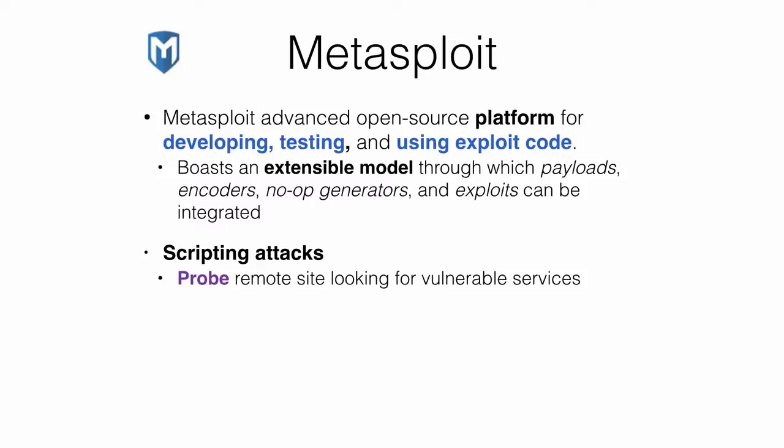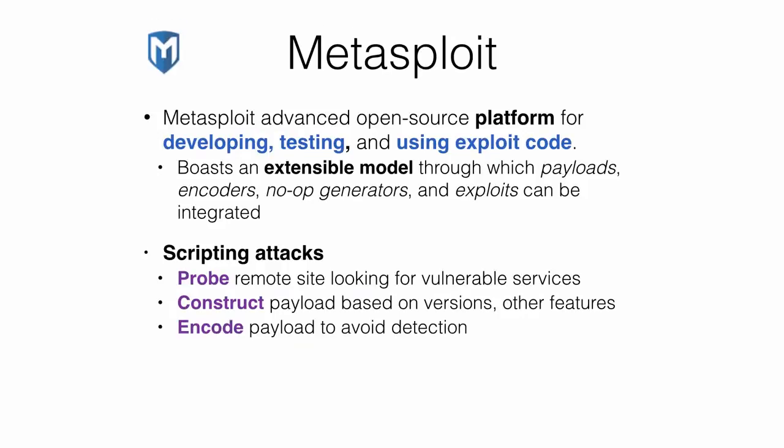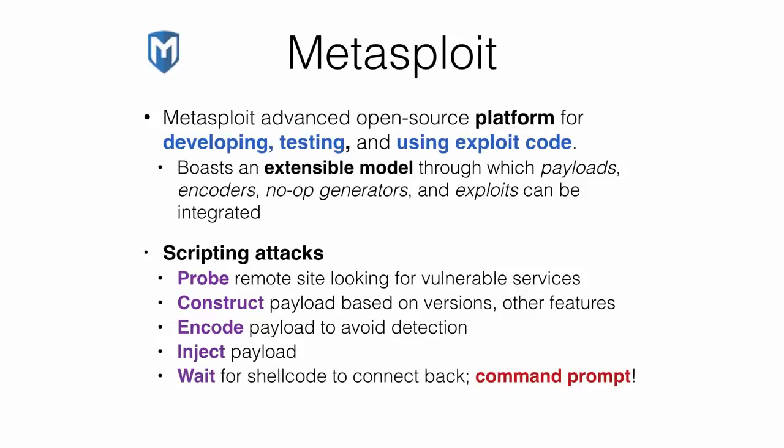First, probe the remote site, looking for vulnerable services. Based on what's found, construct a payload. Encode the payload to avoid detection, for example, by introducing superfluous features that intrusion detection systems will be confused about and therefore fail to block. Inject the payload, and wait for shellcode to connect back. In the end, you'll have a command prompt that you can use post-exploitation.